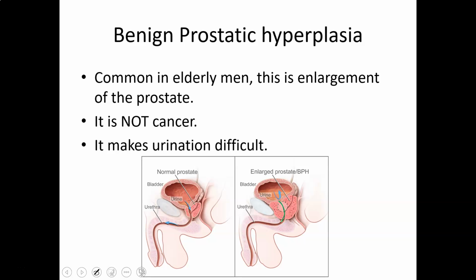It can also make sperm exit more difficult, but men are going to be less troubled by that than they are by the frequent urge to pee and the difficulty with actually peeing. There are treatments for this. It depends on where a guy is and how problematic it's being, but there are various drugs that we can use to try to reduce the size, and if worse comes to worse, there is some surgery for that. But it can cause urinary retention, and urinary retention can be life-threatening if it's not treated. So even though it says benign, it's still something that needs medical treatment.